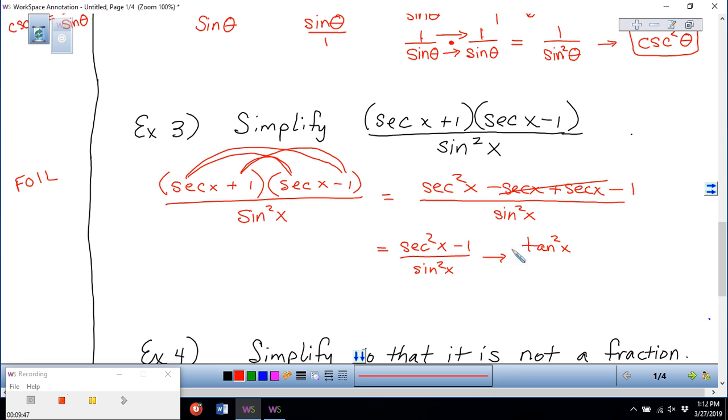You can find that at the bottom of your turquoise paper with your identities on it. So I end up with tangent squared x over sine squared x.